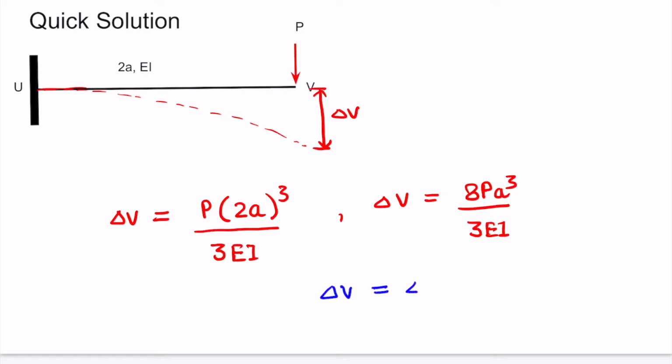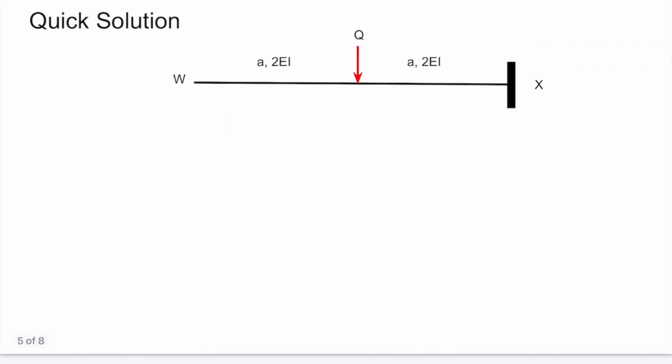We are intending to get the value of Q finally, and for that our condition is delta V should be equal to delta W. And we have already calculated the value of delta V by now. Now we will look at how to calculate the value of delta W. For that, let us consider the second beam.